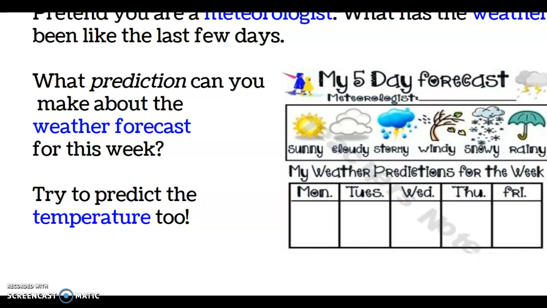You could think about what season it is. We have winter, spring, summer, and fall. We are currently in spring. However, sometimes living in Michigan, the weather doesn't always match the season that we're in. For example, a few weeks ago in April, it was snowing, and April is considered a spring month. So sometimes the predictions you make about the forecast for the week may not always be true. Try to predict the temperature too.